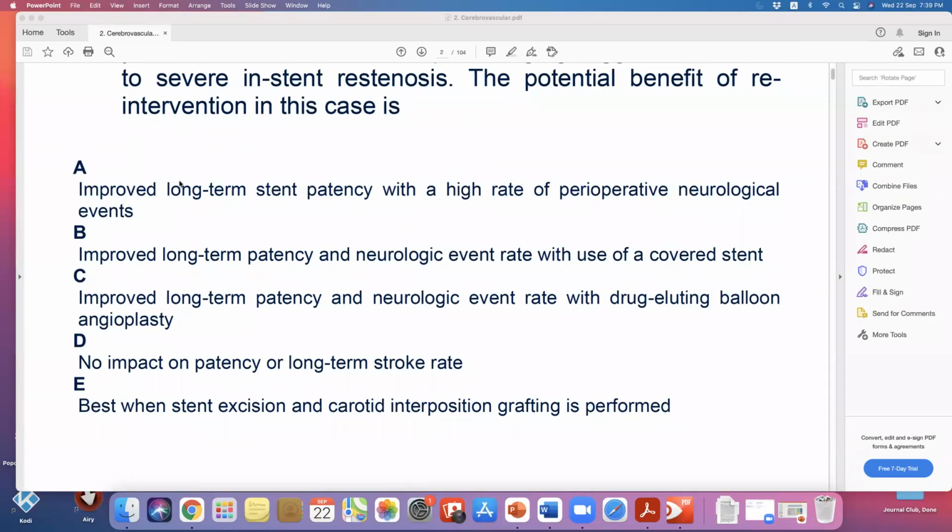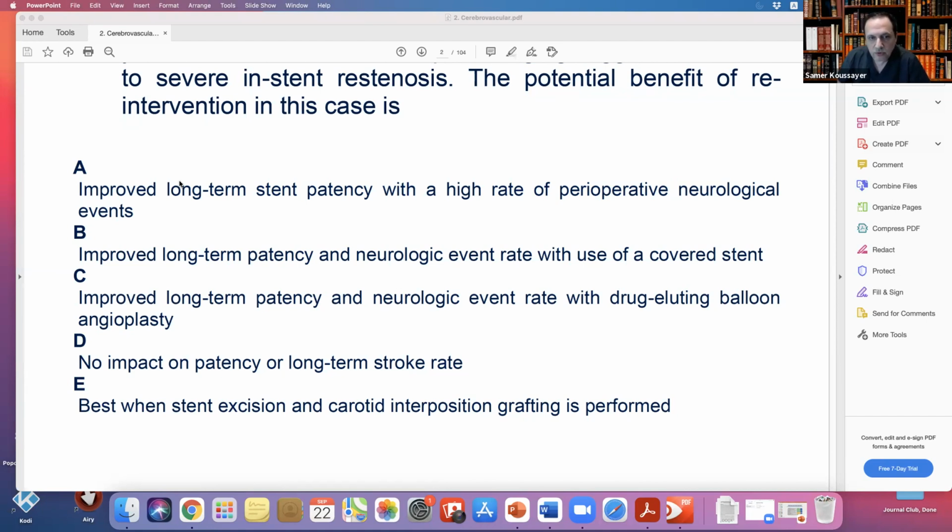Option A, improved long-term stent patency with a high rate of perioperative neurological events. Option B, improved long-term patency and neurologic event rate with use of covered stent. So we can get benefit, because we're not trying to just solve the question, we need to try to learn. Improved long-term patency will not improve patency. The reason why we don't redo them is not the high rate of perioperative neurological events.